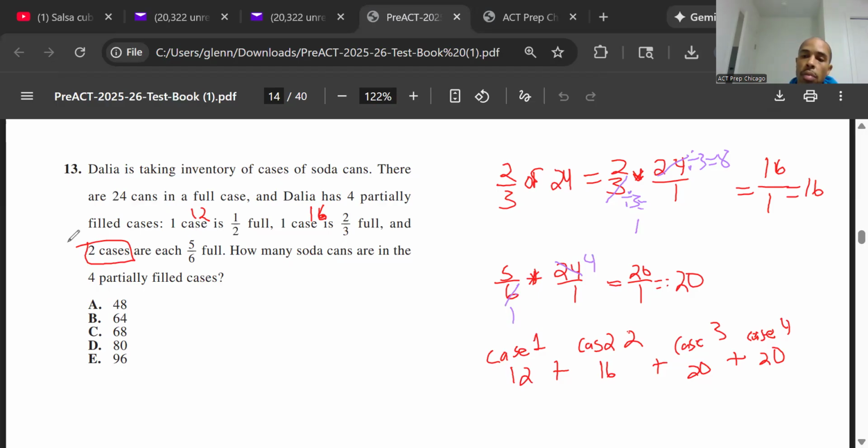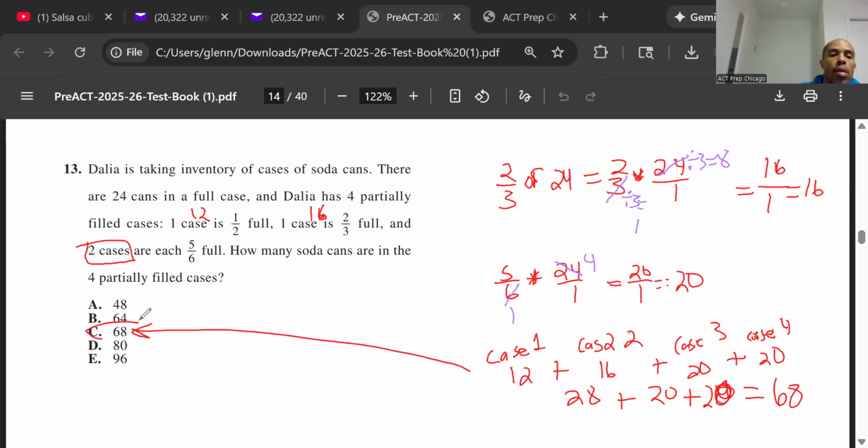So now we add 20 plus 20 is 40 plus 38 is 78. Is that correct? No, not plus 38, plus 28. So 12 plus 16 is 28. 28 plus 20, we're supposed to go from left to right, so whoops, not 20 plus 20. So then we have 48 plus 20 is 68, right? Which is Tracy.